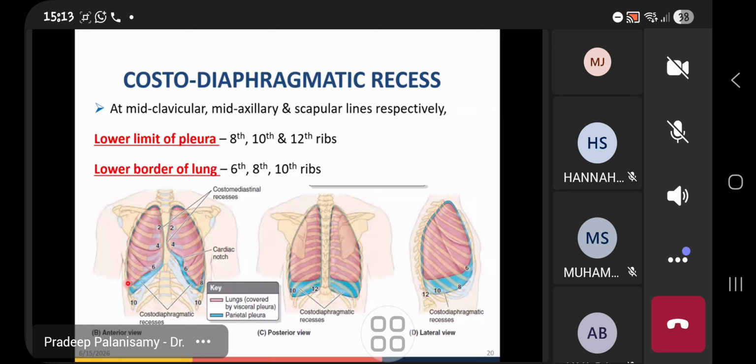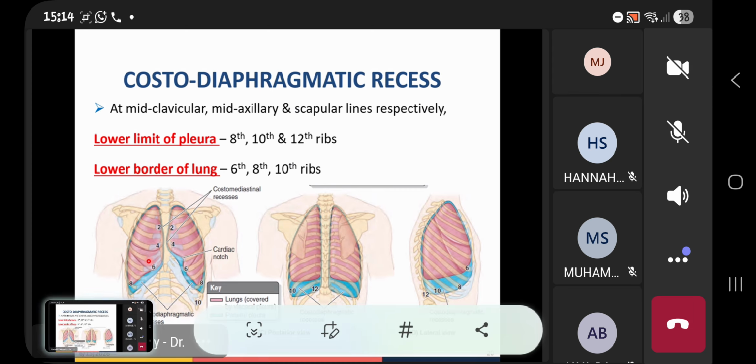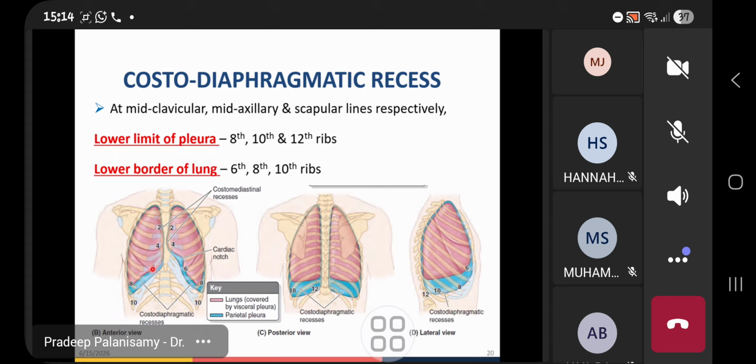Okay, for example, the lower border of the lung will be the sixth rib, eighth rib, and 10th rib. Meaning sixth rib in the mid clavicular line, and in the mid axillary line it will be around the eighth rib. So if you mark a point on the sixth rib anteriorly, the eighth rib in the mid axillary line, and the 10th rib in the posterior part, and connect these three dots, that forms the lower border of the lung.